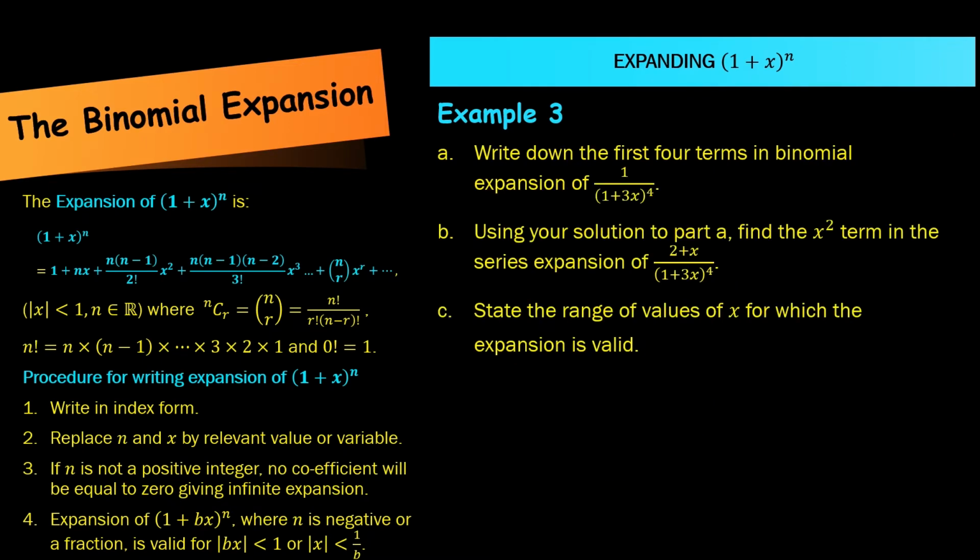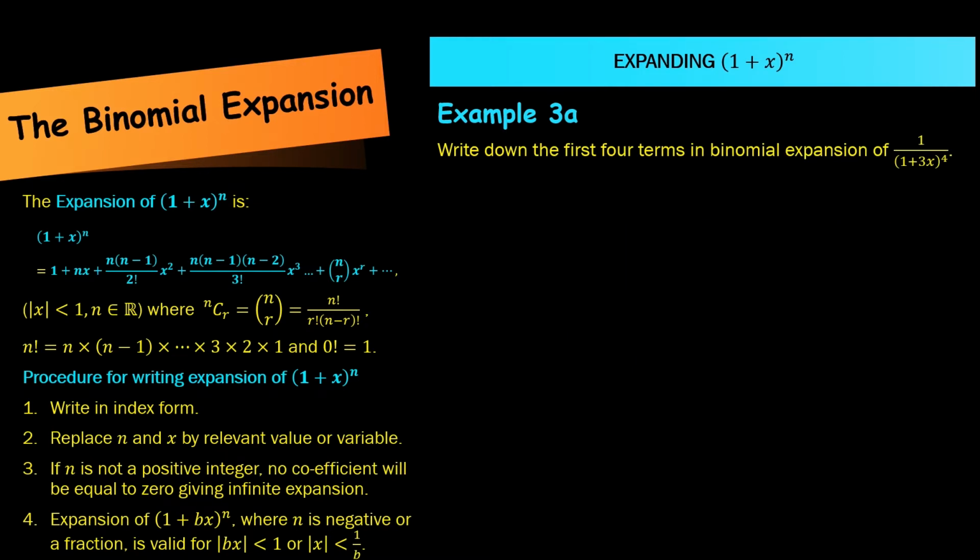Now let's have a go at another example. Pause the video and have a go. Press play when you're ready to view the solutions. So let's take a look at example 3a first. We are required to write down the first 4 terms in the binomial expansion of 1 over 1 plus 3x, all raised to the power 4.